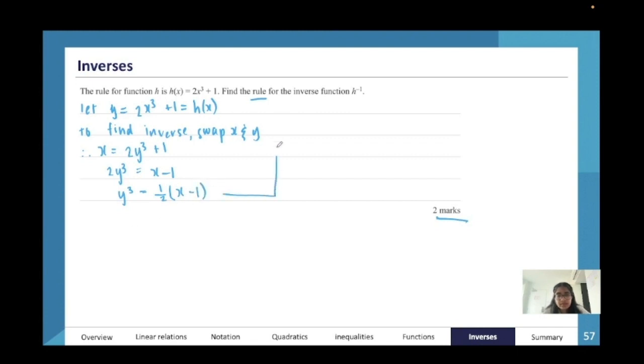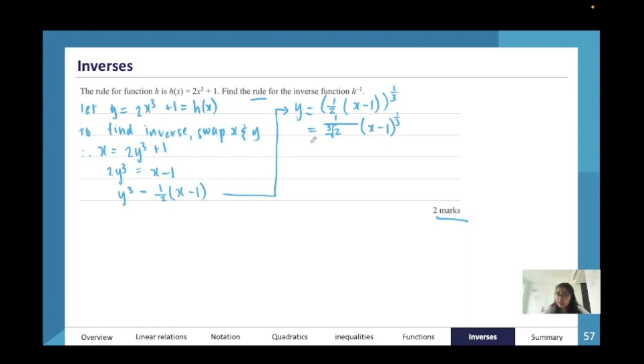Y cubed equals half of x minus 1. And then go to the other side. Y equals half of x minus 1 to the power of a third. So that's 1 on cube root of 2, x minus 1 to the power of a third. So I can write it like that.